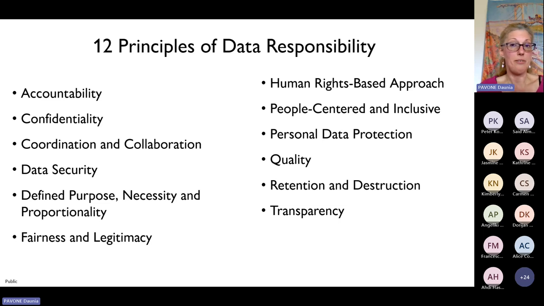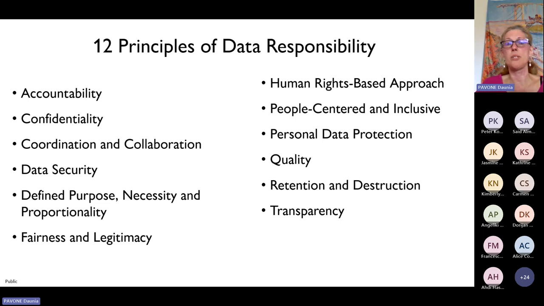We have accountability, confidentiality, coordination and collaboration. We have data security, defined purpose, necessity and proportionality. We have fairness and legitimacy. We have a human rights-based approach, people-centered and inclusive, personal data protection, data quality, retention and destruction, transparency. I'm not going to go through all of them because we don't have the time, but there are very short and very clear definitions of what these things mean in the beginning of the operational guidance that I really invite you to go and have a look at. And maybe Francesco or Catherine can put the guide itself in the chat if they are able to do it, or the link to the guidance, because there is a website.